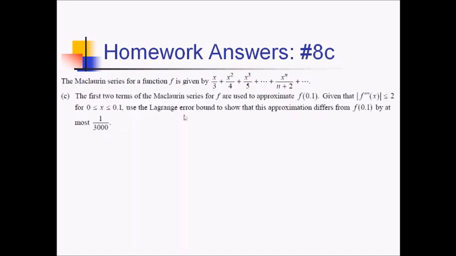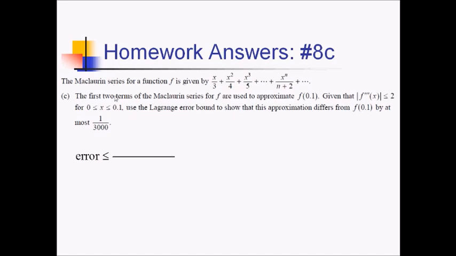For this problem, they're telling us the first two terms of this series are used to approximate f of 0.1. They're giving us the absolute value of our third derivative is less than or equal to 2 on the interval 0 to 0.1. They want us to use Lagrange to show our approximation differs from the true value by at most 1/3000th. All right, well, setting up our Lagrange form here, we've got error less than or equal to big fraction. Up top, we have the max derivative, the max next derivative.